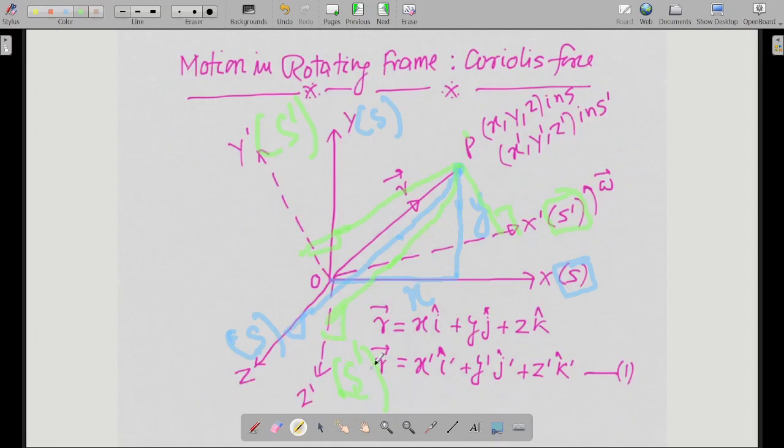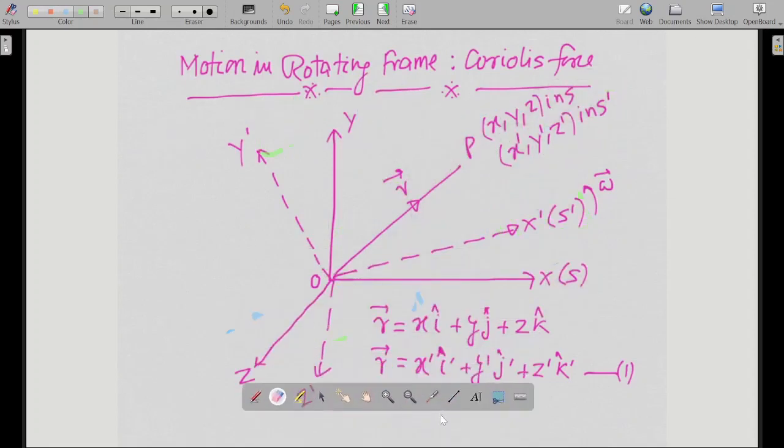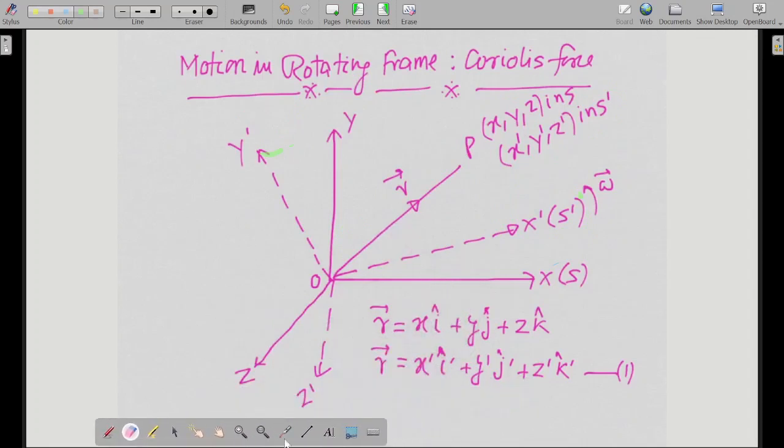So this point P has 2 sets of coordinates with respect to different frames. With respect to frame S, it has coordinates x, y, z, and with respect to frame S prime, which I have marked with green color, it has coordinates x prime, y prime, z prime. You know this very well, how to take coordinates. You must have learned it in your lower classes itself.